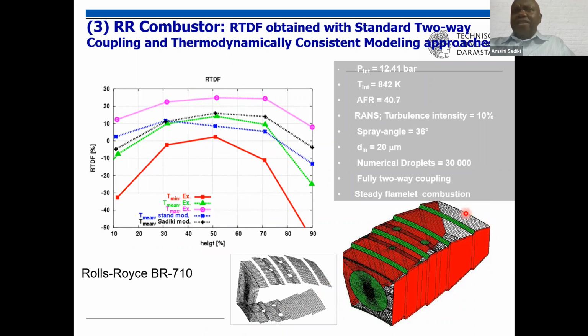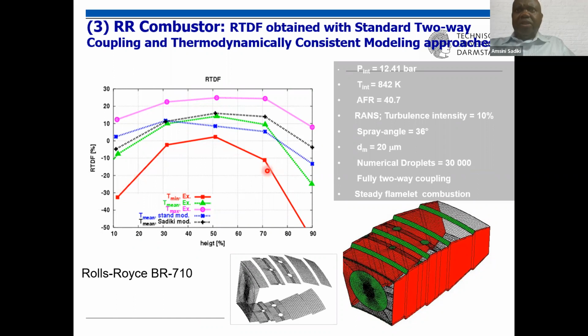Rolls-Royce would like to get the profile of the radial temperature distribution at the outside, because this is very important to see which impact the combustion chamber can have on the turbine, on the turbine blades. And this was experimentally investigated by Rolls-Royce, and the result of the experimental temperature profile is this one here.